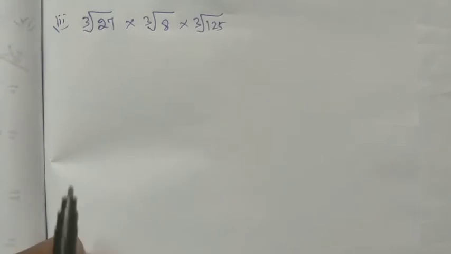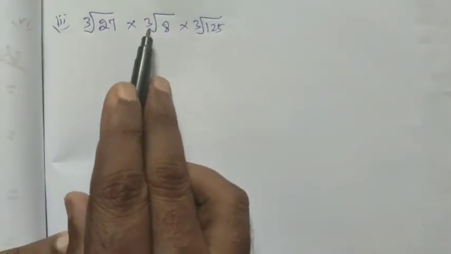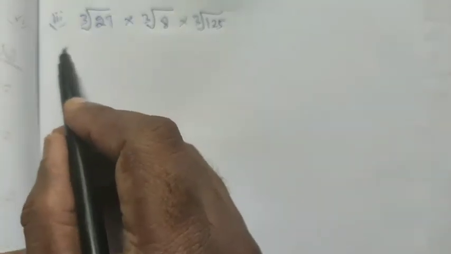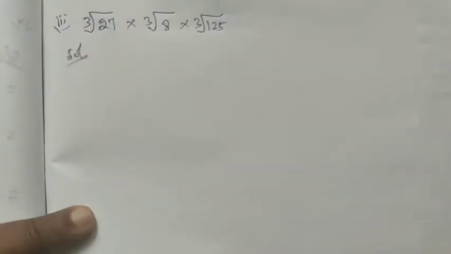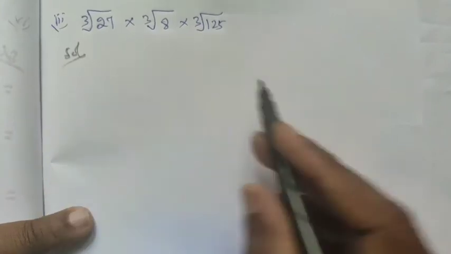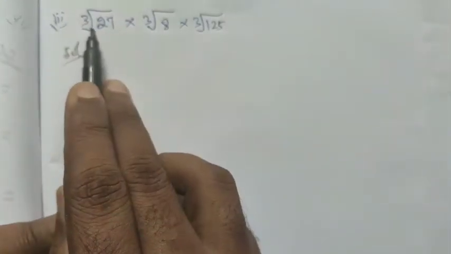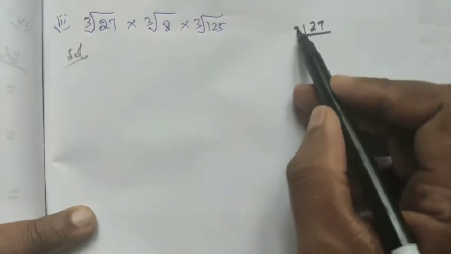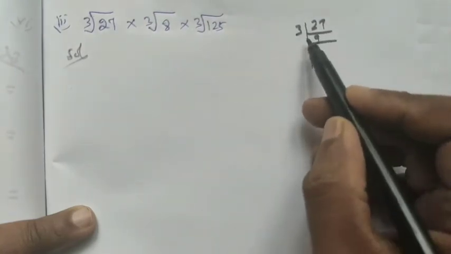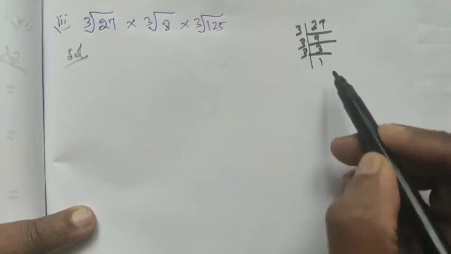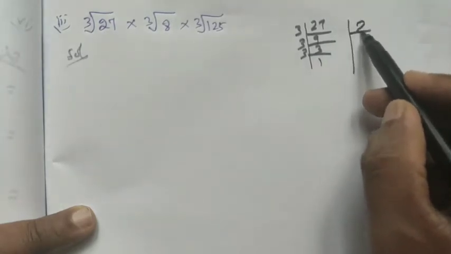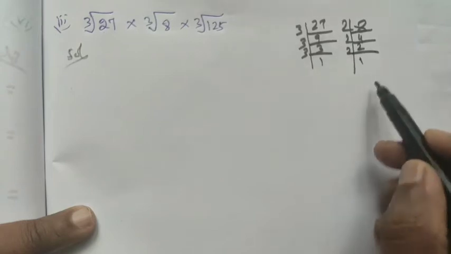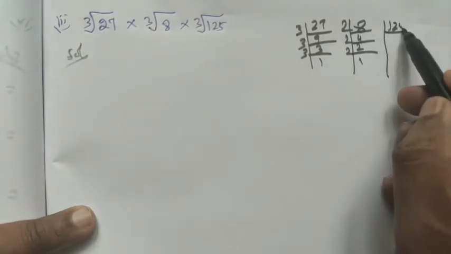See, the third problem is cube root of 27 into cube root of 8 into cube root of 125. If you want to solve this, don't multiply the terms as it is. Here we have cube roots, right? So 27 is here. If we divide by 3, we get 9. If we divide by 3, we get 3. 3 ones are 3. Then 8: 2 times is 4, again 2, 2, 2 1 times. That is 125.